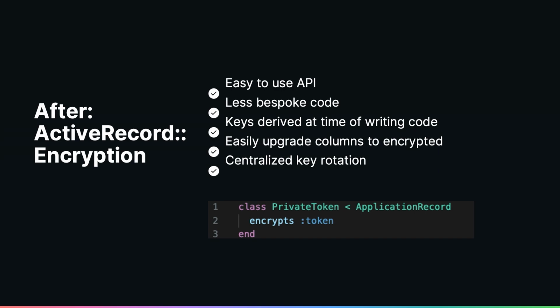We have a strategy now to easily upgrade columns from plain text to encrypted. This could be done with our previous system, but it was difficult and frankly intimidating, so people didn't choose it. And finally, we centralized key rotation. So we took the responsibility of rotating encryption keys from product teams and put it back on our team, a security team. And this made them much more comfortable and happier.